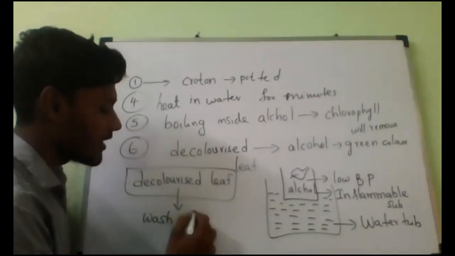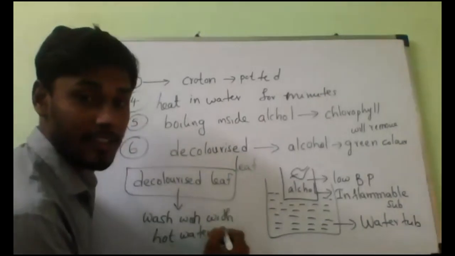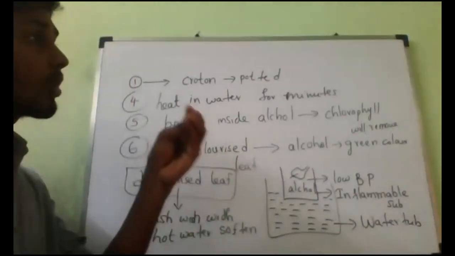Why do we need to wash? We wash with hot water to make it soften. Last experiment I also told you. Because still some chlorophyll may be sticking on the leaf. To remove that, we are washing the leaf with hot water. That is the reason we slowly wash with hot water and make it softer, to remove the stuck chlorophyll.